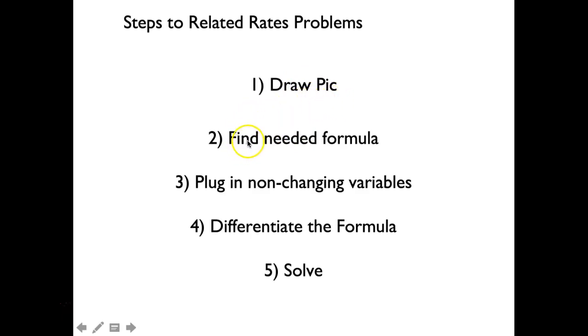After that, find the formula that you're going to be needing. You'll notice the things that you're given, and you can probably figure out what formula you need based off the things you're given and the thing that you need. This step is optional, but I always suggest to do it. Plug in any non-changing variables. This is going to make your life a whole lot easier. If there's something that's not changing, plug it in. After you've done that, differentiate the formula and solve for whatever it is that you need to solve for.